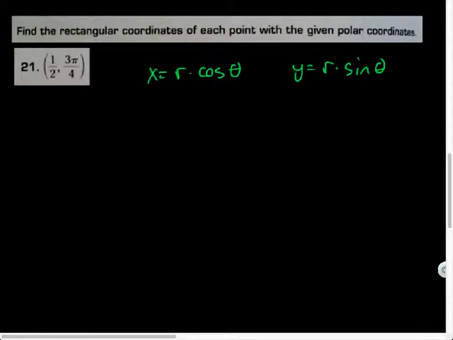So let's see. These are r and theta. Oh, we had tater tots for lunch? I thought it was pizza lunch. Oh, okay. All right. Hot diggity dog.